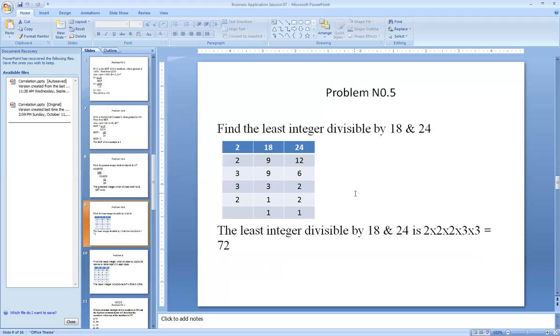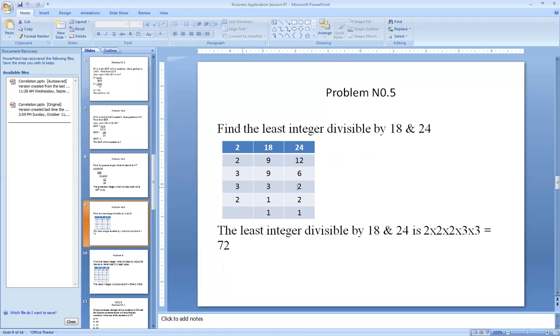And see the next question. Here they have given the least integer, which is nothing but the LCM, divisible by 18 and 24. So in the division method, we calculate the value of LCM of 18 and 24. 2 nines are 18, 2 twelves are 24. Again, 3 will not be divided, so we retain it here. 12 will be divisible by 2, so it is 6.